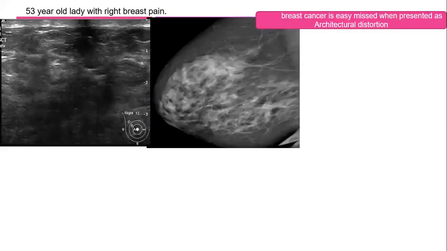Okay, this lady, she's a Sudani lady, my neighbor, she has left breast pain. We had done mammography for her and it revealed very subtle architectural distortion in the inferior half of the left breast without any associated mass, but very, very subtle punctate calcifications. So we proceeded to ultrasound, and apart from mild distortion, we could not appreciate any masses.